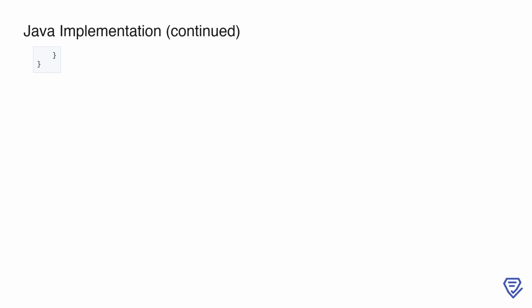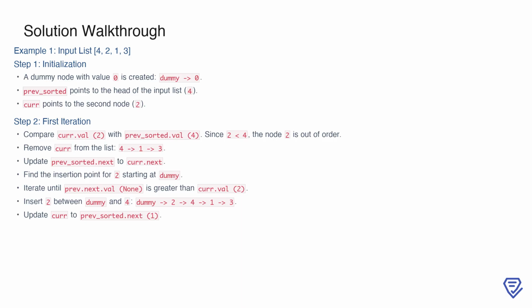The algorithm maintains its efficiency for small lists and ensures stability, meaning that nodes with equal values retain their original relative order. The use of a dummy node simplifies the handling of edge cases, making the code both cleaner and easier to follow. Let's begin with the input list, 4, 2, 1, 3.